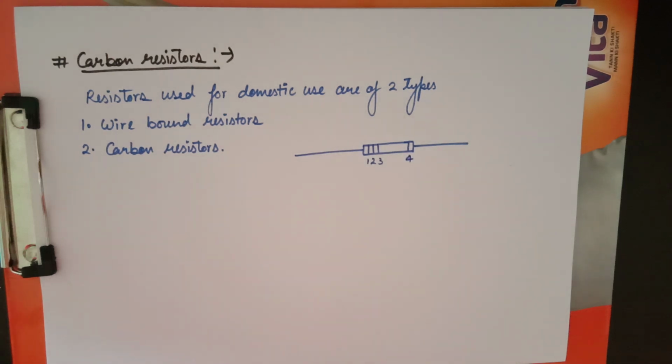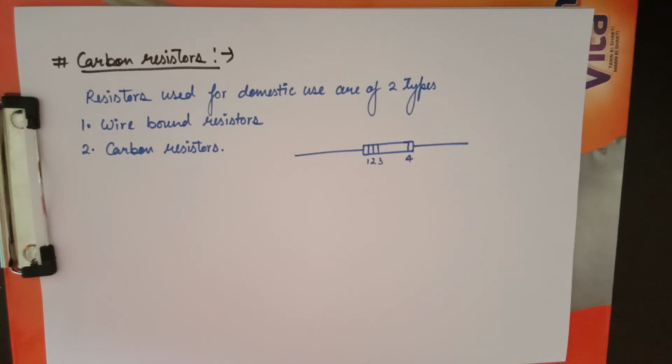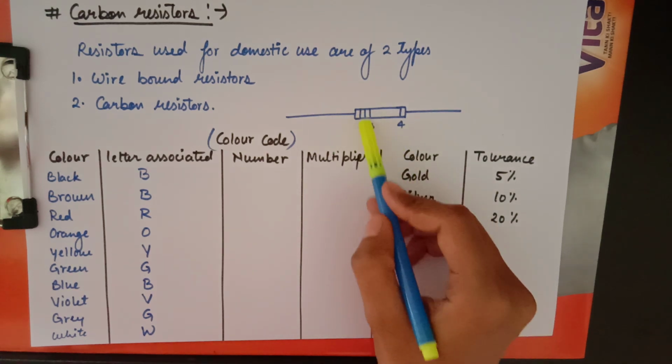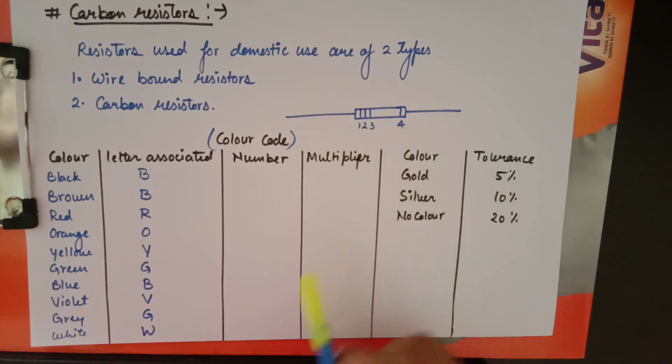I will give them names: first strip, second strip, third strip, and fourth strip. As I have already said, these strips indicate different colors, and each color has some code by which you can calculate the total resistance of the resistor. The value of resistance of the carbon resistors and the percentage of accuracy are indicated on them by different strips of colors. There could be 3 strips or 4 strips.